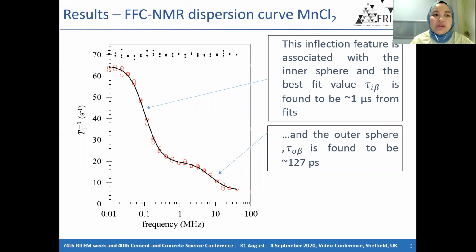And this is the result of the dispersion curve for aqueous manganese chloride. The red points are the experimental data and the solid line is the fit using the Brownian shell model. The best fit value for tau inner beta is about 1 microsecond and the best fit value for tau alpha beta is about 127 picoseconds.